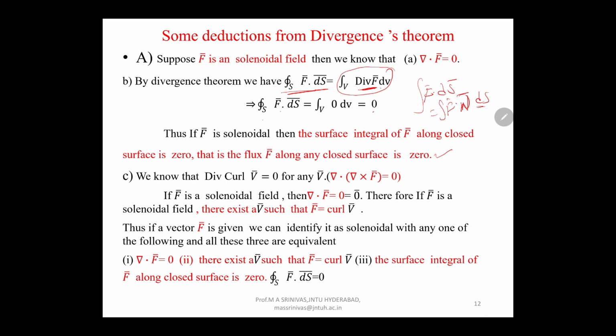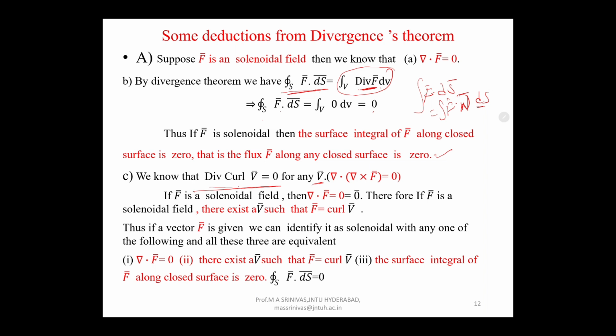You might have learned some standard results between curl, divergence and the gradient. Among them, this is one standard result: divergence of curl v bar is 0. Whatever vector point function v bar is given to you, if you find its curl, and whatever you get, if you find its divergence, then definitely you will get the value 0. Div curl v bar is 0, whatever may be v bar.